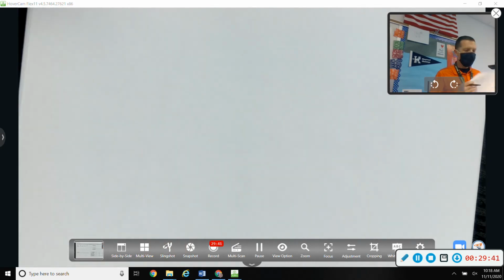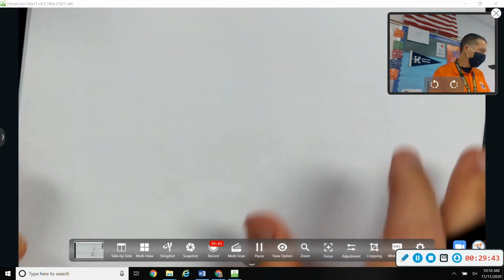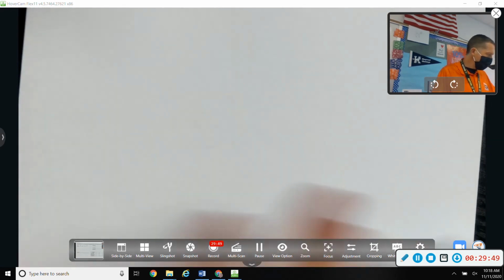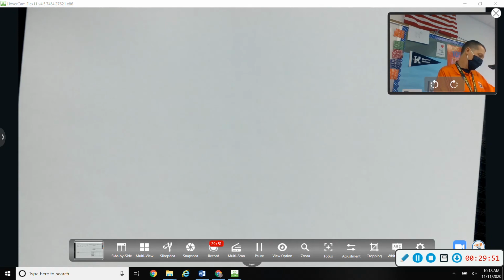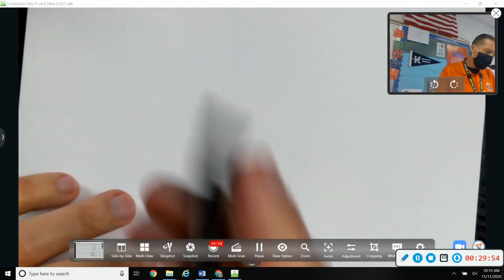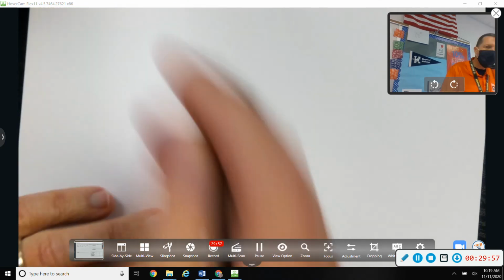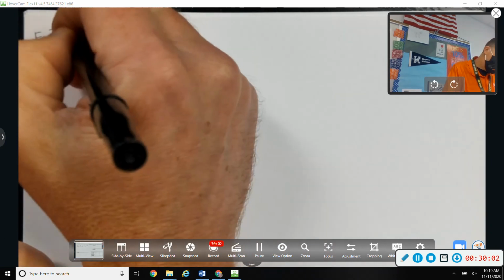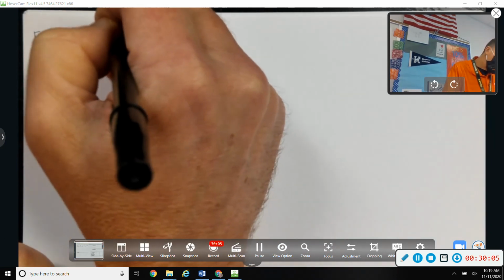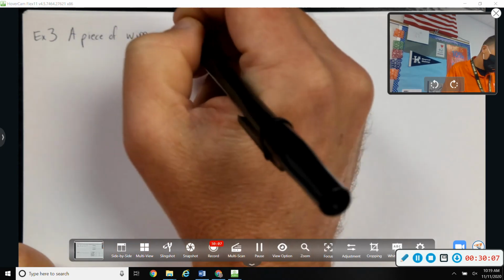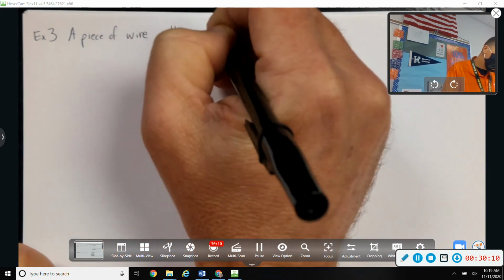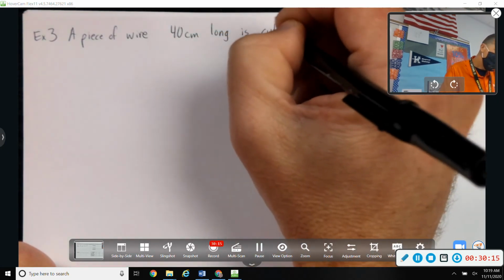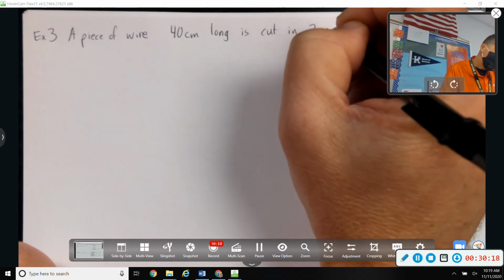All right, one more. Last one. Example 3. A piece of wire 40 centimeters long is cut in two pieces.